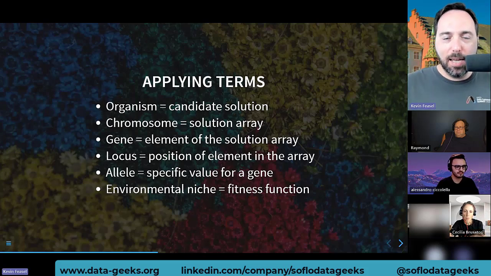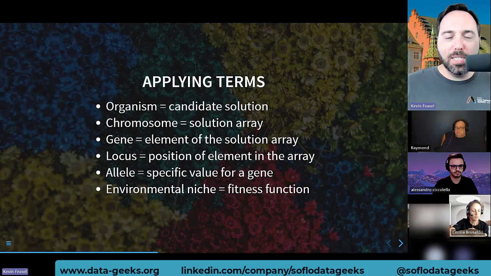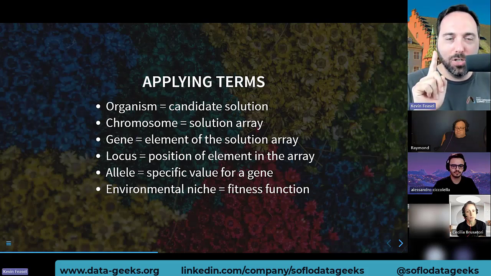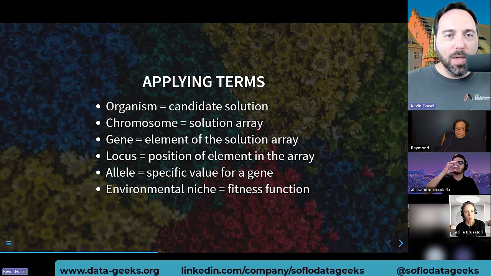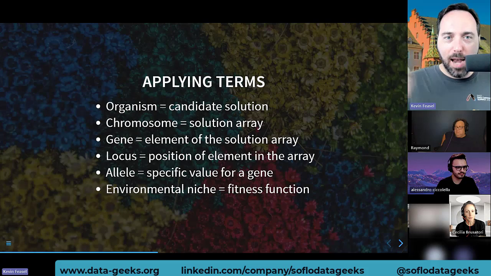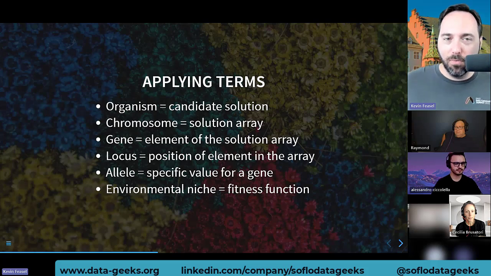Every chromosome has a set of genes. Each gene is one element of the solution array. So if my solution array is an array of 16 numbers, we would have 16 genes. The locus is the position. That is the 9th element of the array, the 9th gene, the locus of 9. The allele is the specific value. If it can be a 0 or a 1, we would have 2 alleles, where that 9th element is either a 0 or a 1. If it's a floating point number, we may have a much larger number of alleles. And our niche is the fitness function.